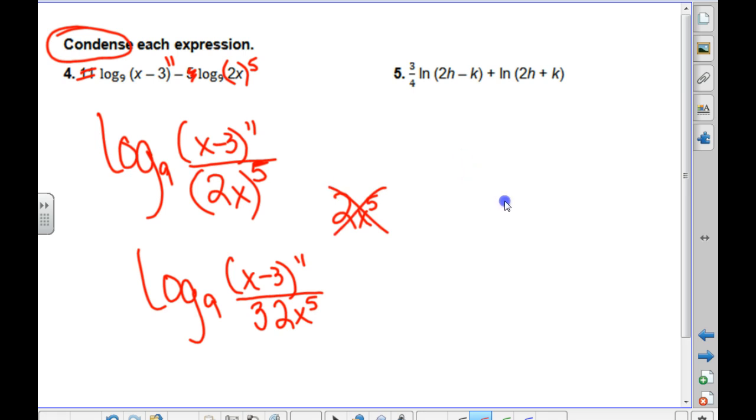All right, who's got this one? Anybody? We're going to have ln one time. What is a 3/4 power going to do?